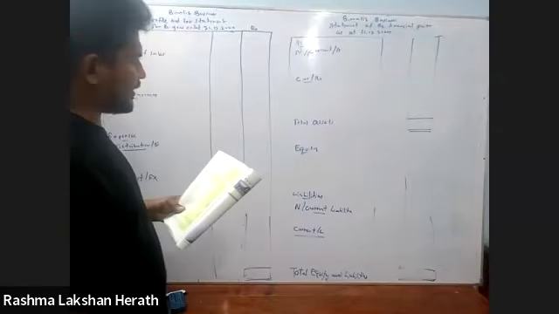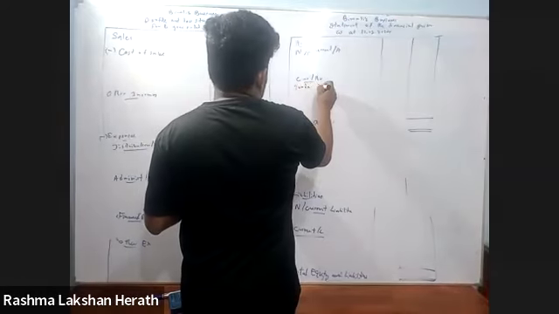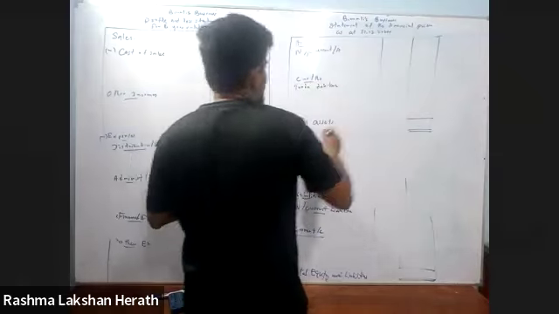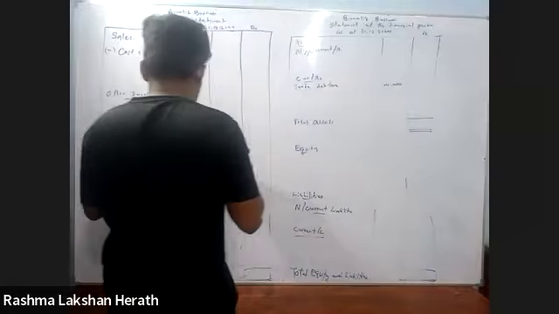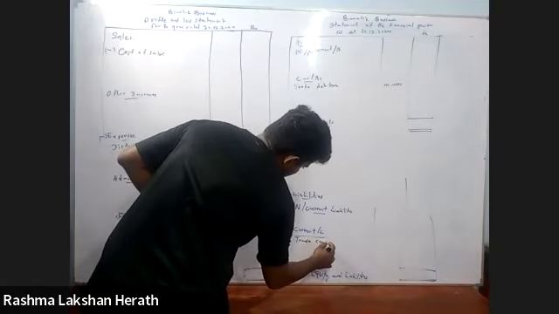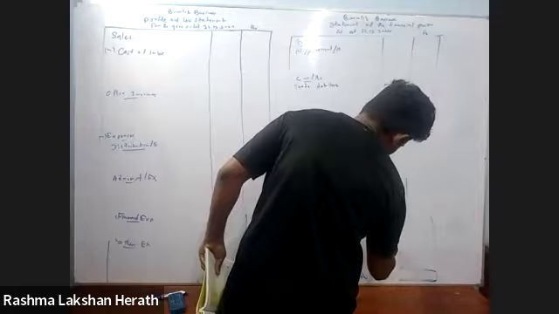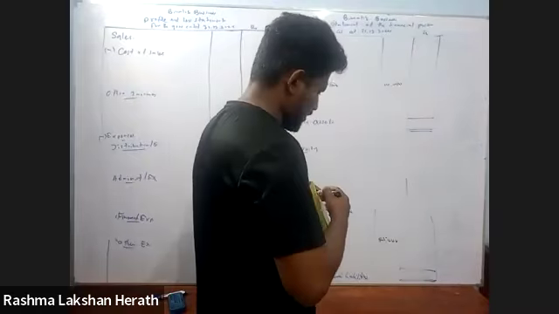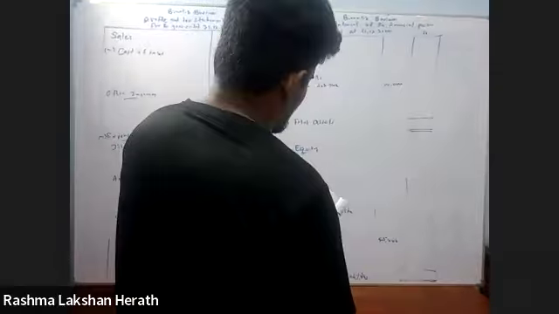Trade debtors, where do we put them directly? Current assets. Trade debtors 34,000. And the trade creditors 45,000.